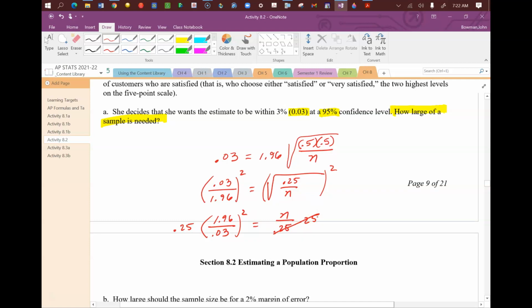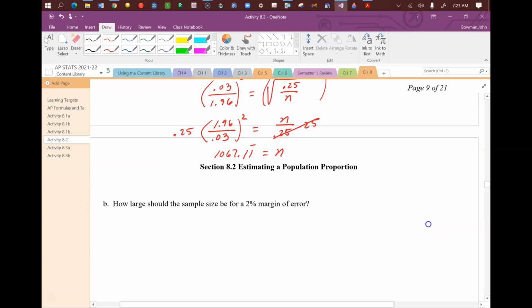Save all your rounding till the end, and very likely n is not going to be a whole number, so you always round up to be more conservative. In this problem, it turns out that the left-hand side is 1067.1 repeating, so our sample size that we should use would be rounded up to 1068.